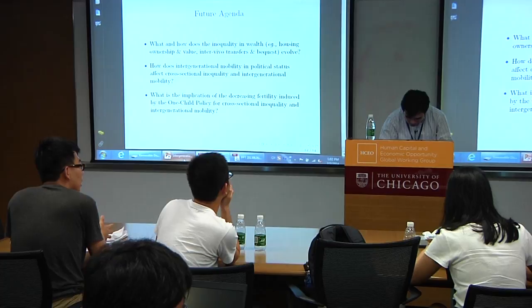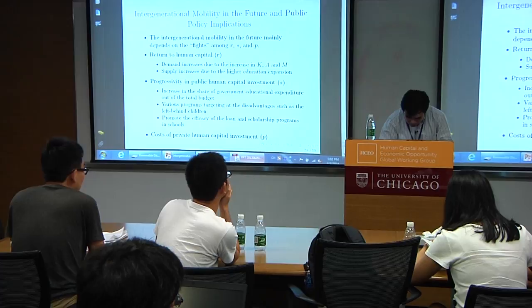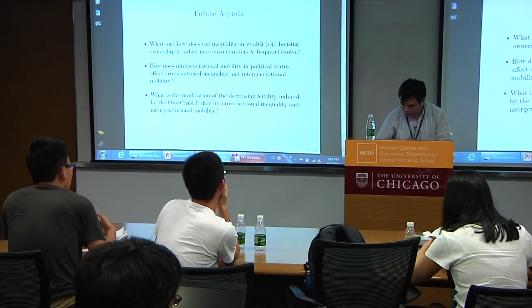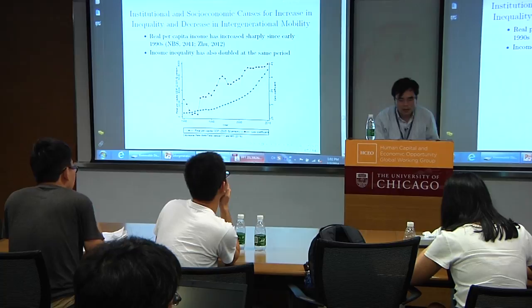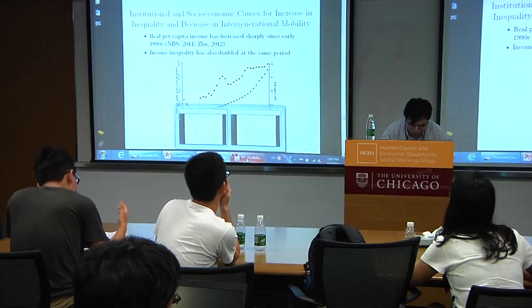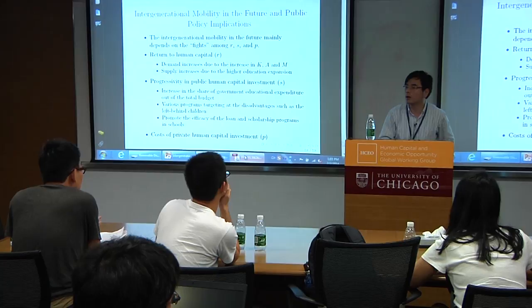But another scenario is that we have not achieved the steady state. We are on a path to steady state. That means our return to human capital is increasing. If this is true, my question is: is the intergenerational income elasticity with credit constraints still larger than that without credit constraints?